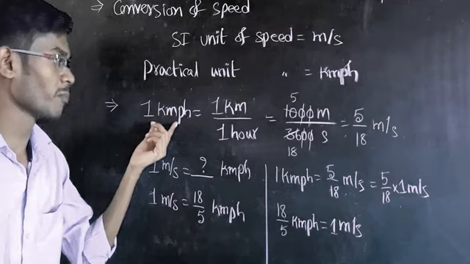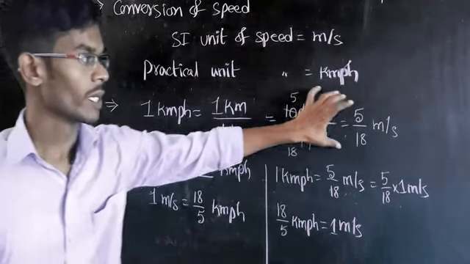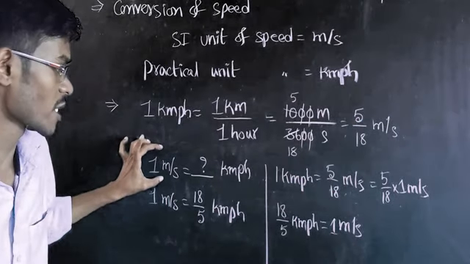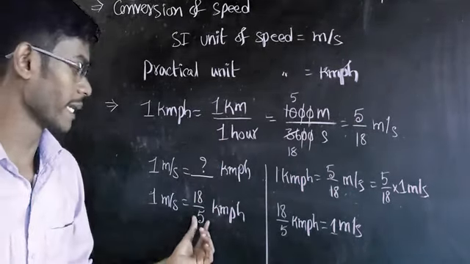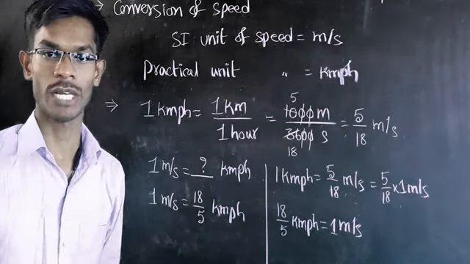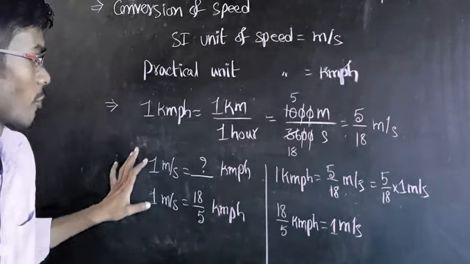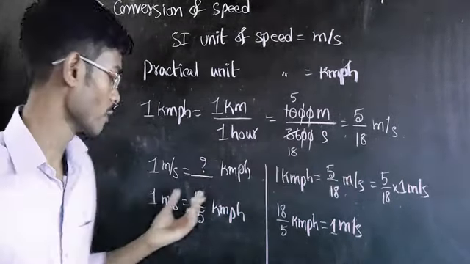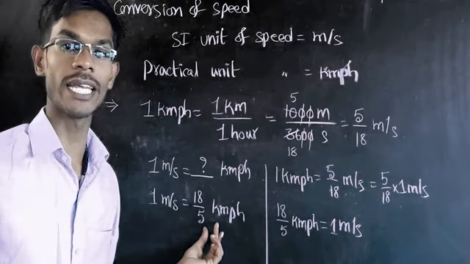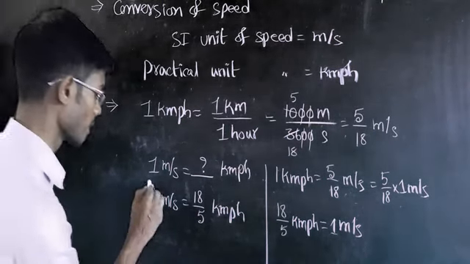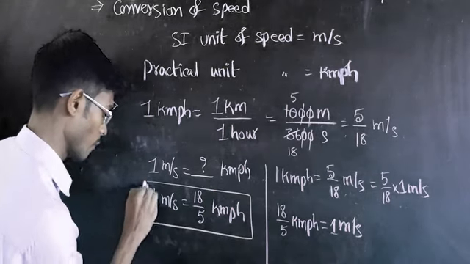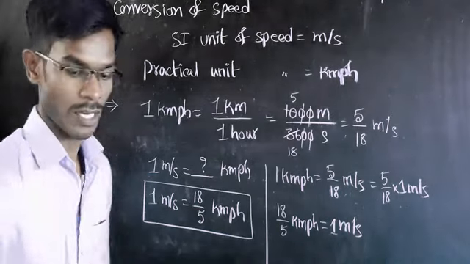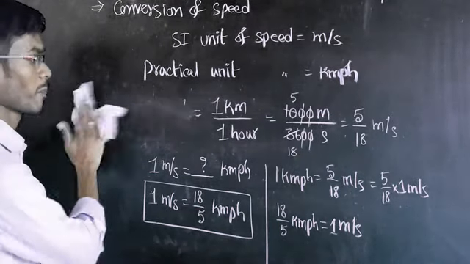While you are converting from the largest value to the smallest value, we will get a proper fraction. And if you are converting from the smallest value to the largest value, we will get an improper fraction, 18 by 5. So finally what we have concluded is 1 kilometer per hour is equal to 5 by 18 meter per second. Then 1 meter per second is equal to 18 by 5 kilometer per hour. These two values are required to convert the speed from kilometer per hour to meter per second.